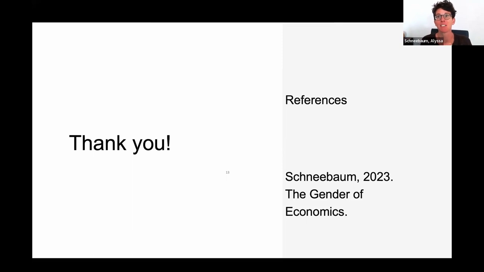And I think that's obviously a worthwhile endeavor. In the paper, I tried to highlight papers that have addressed the kind of race-based issues in economics. But yes, of course, there's always more to be done.